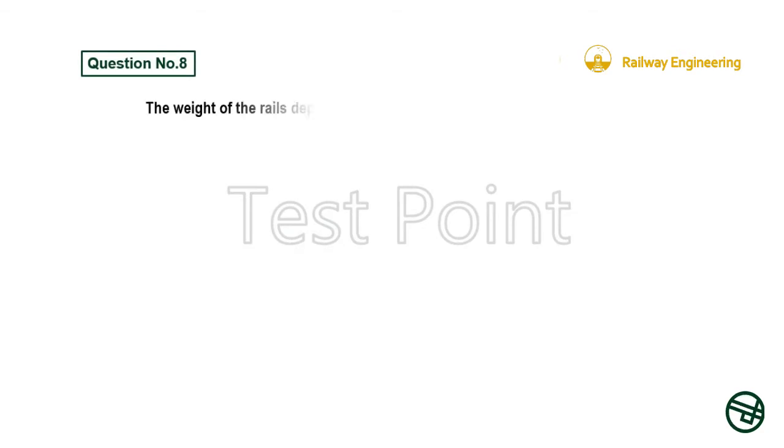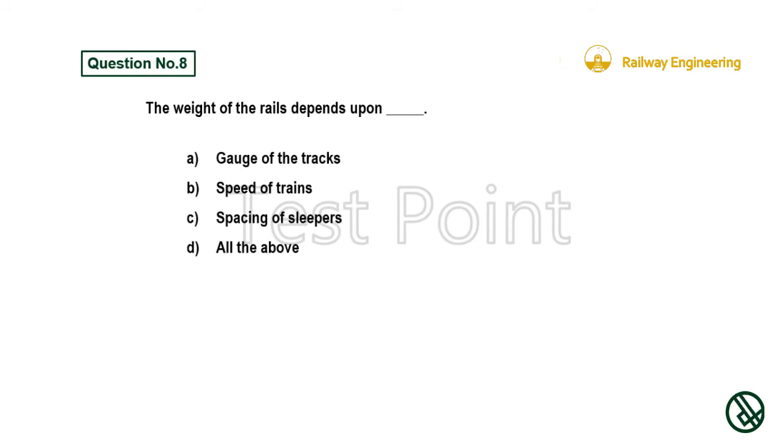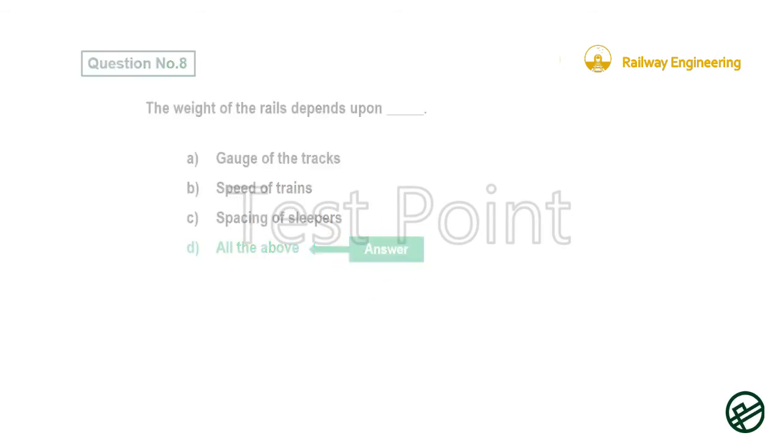Question number 8. The weight of the rails depends upon: Option A, gauge of the tracks. Option B, speed of trains. Option C, spacing of sleepers. Option D, all the above. Answer is option D, all the above.